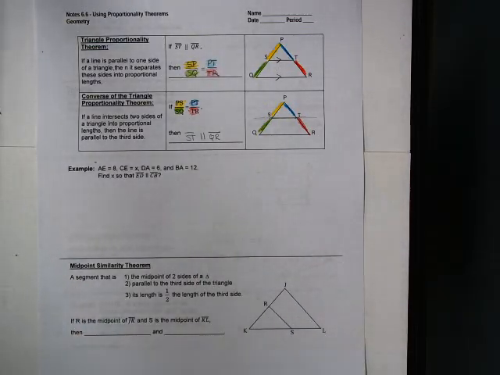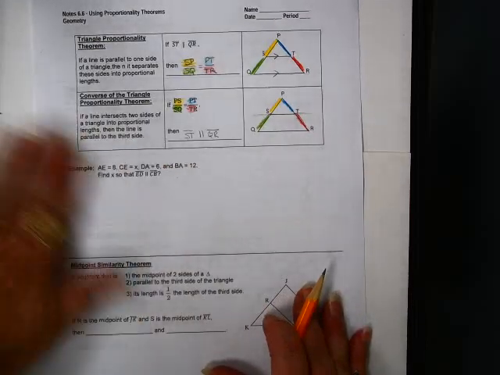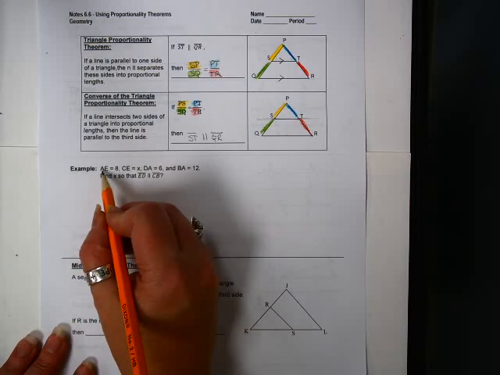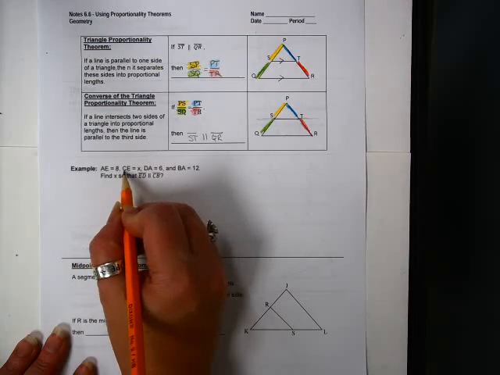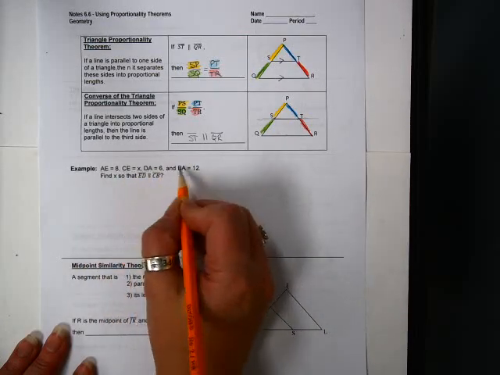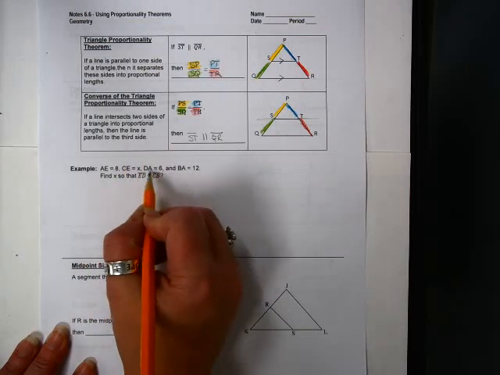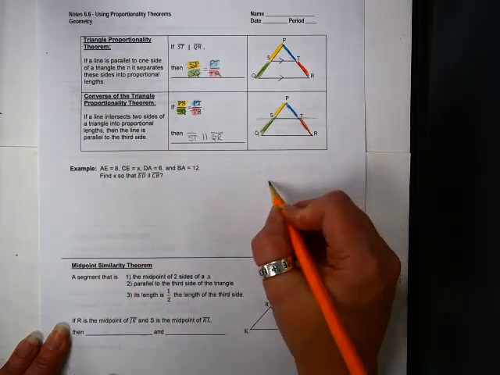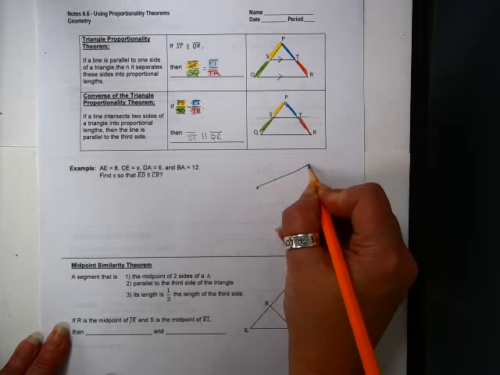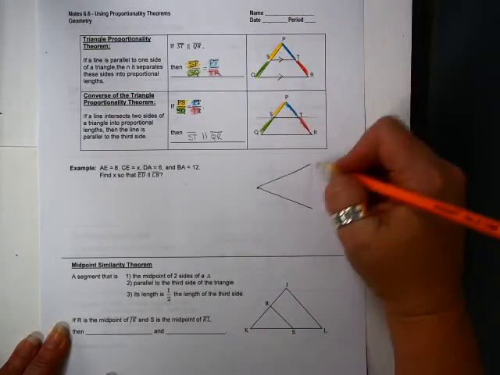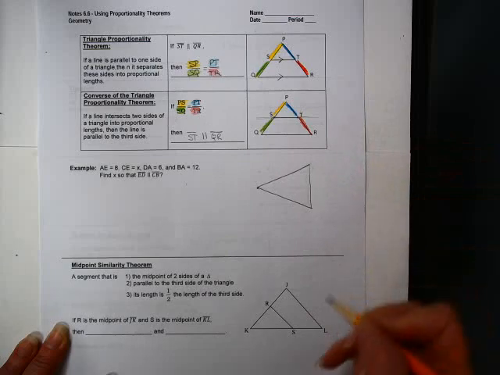Alright, now how is this going to look in your homework? Here is an example. Sometimes they're going to provide a picture for you, and sometimes you're going to have to draw the picture. So here I have side AE equaling a number, CE equaling x, DA equaling 6, and BA equaling 12. So I have a triangle ABC, and I have these other letters D and E. So I'm going to draw a triangle ABC tipped on its side just because of room, because sometimes they're not drawn sitting up straight. Sometimes they're tipped over on their side like this.